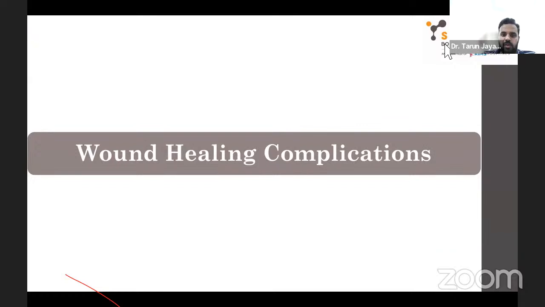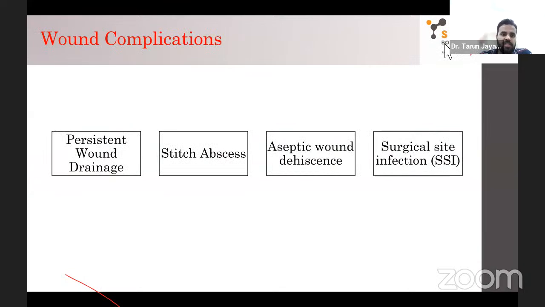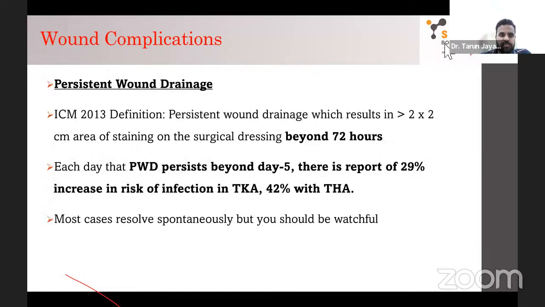So once the patient goes home, the next most common complication that not only the surgeon, but also the patient is concerned about are wound healing complications. The most commonly seen complications are persistent wound drainage, stitch abscess, wound dehiscence, and surgical site infection.